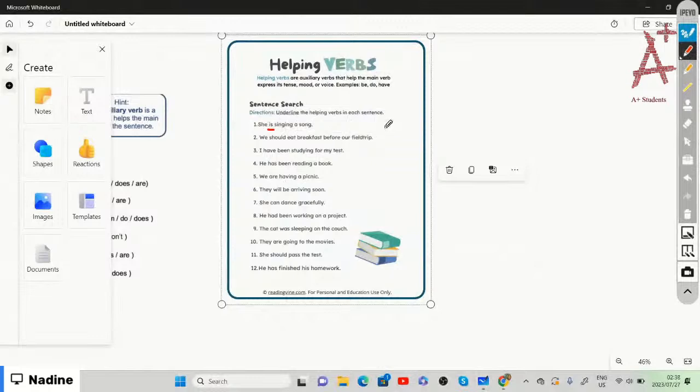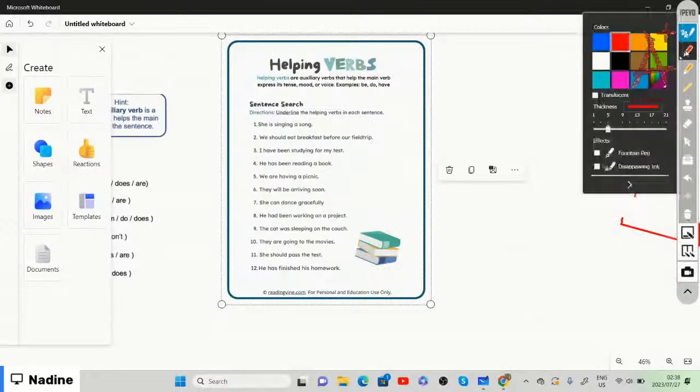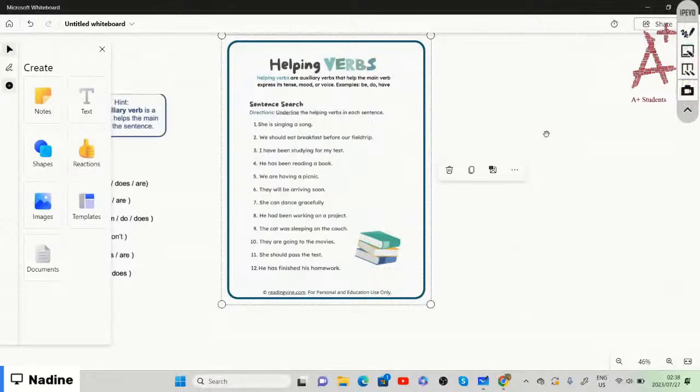So if we select, or if we are about to identify, oopsie, stop. Gosh. So if we select or identify the helping verb, I think I'm going to leave that.